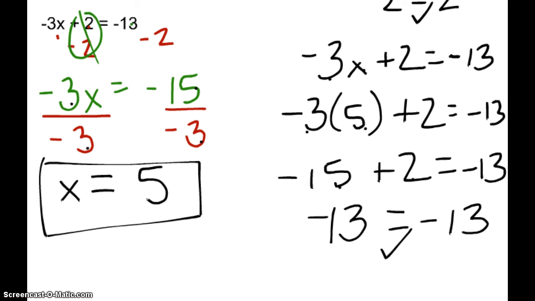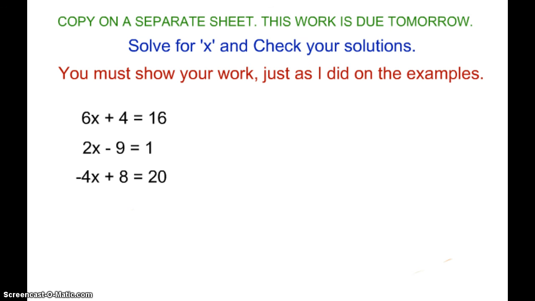Our answer is 5. Okay, I'm about to give you some more problems that I want you to work and turn in tomorrow. If you didn't understand this, don't come in and tell me I didn't understand. Watch it again. That's why I do the videos. So, copy down the next problems, and they're due tomorrow. Make sure you follow these directions just as I have written them. These problems are exactly like the first 3 that I just worked. Copy them on a separate sheet of paper. Show your work just like I did, and check your solutions.